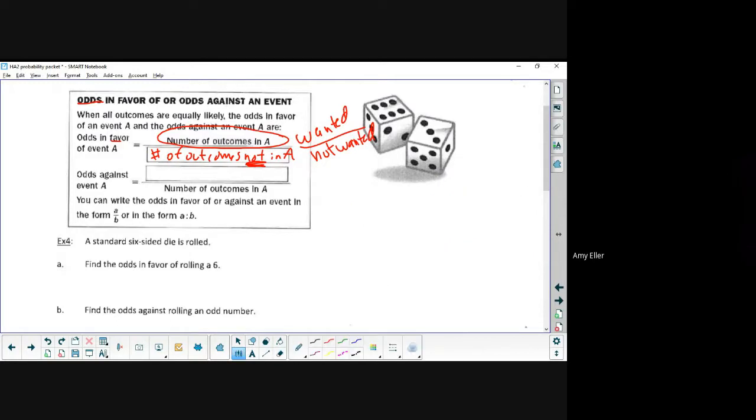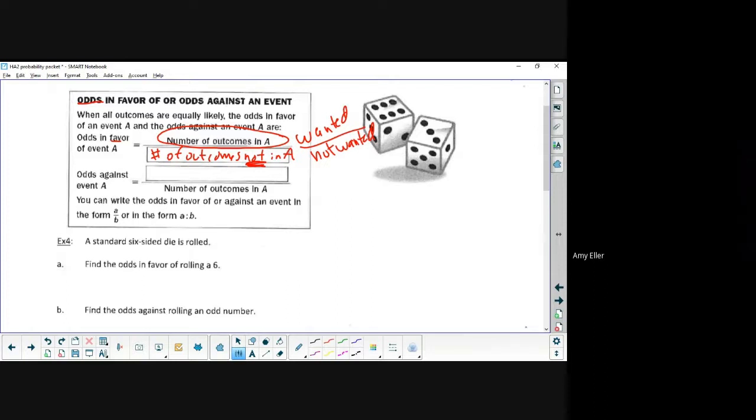So what are the odds of flipping a tail? What over what? 1 over 1. 1 is a head, a tail, and 1 is not a tail. Probability? 1 over 2. Odds of rolling a tail? 1 to 1. So most of the time when people say odds outside of the math classroom, they say it wrong, and they're actually talking about probability.